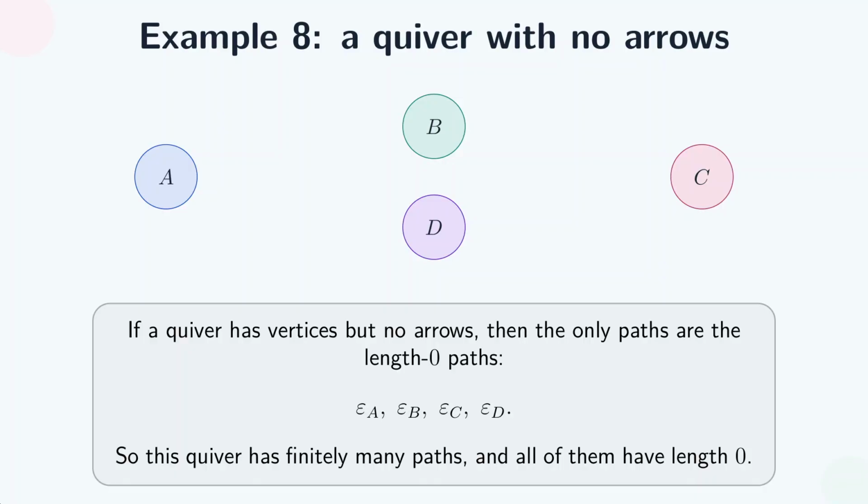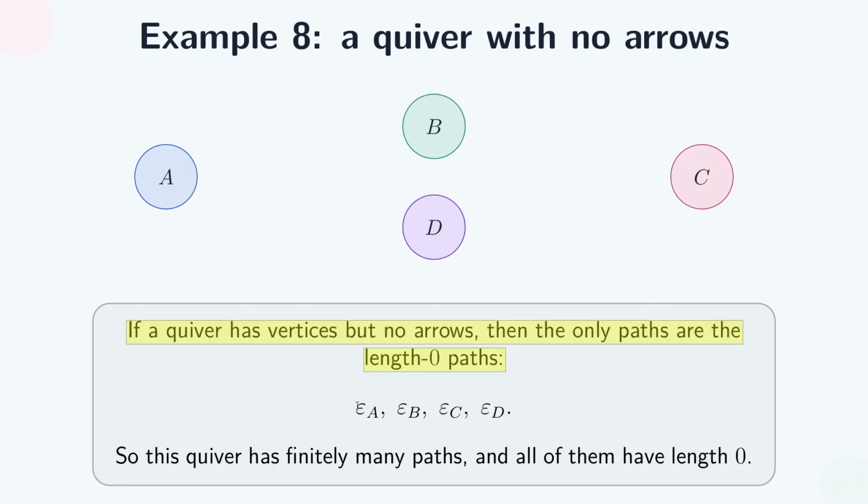Now let us look at a very simple quiver. This quiver has several vertices, but it has no arrows at all. So what paths can exist here? Since there are no arrows, we cannot move from one vertex to another. That means there are no paths of length 1, no paths of length 2, and no longer paths either. The only paths available are the length 0 paths.